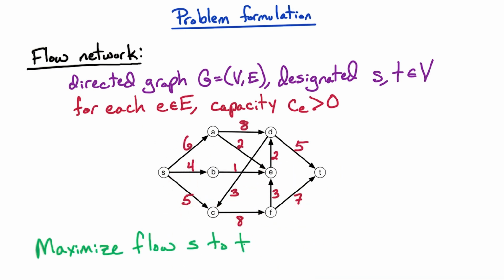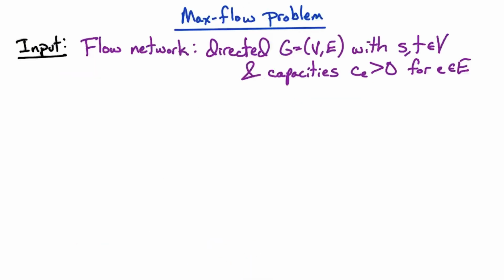Now our goal is to maximize the flow which is sent from S to T. So the flow originates at S and it ends at T. Now we'll use the variable f sub e to denote the flow along edge e. Now these are the variables which we're trying to determine. So our goal is to specify the flow along every edge so that we maximize the flow from S to T. Here's the general formulation of the max flow problem.